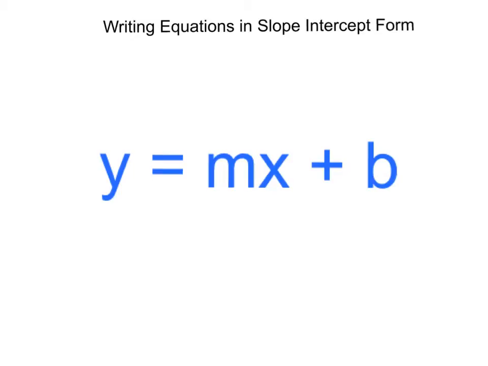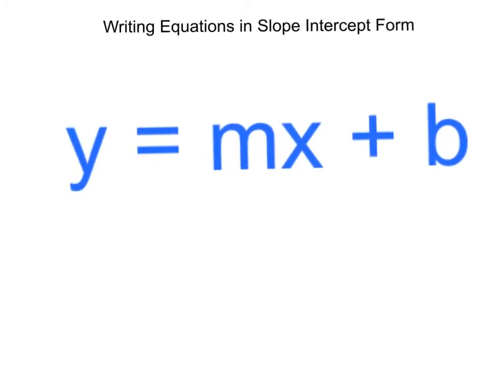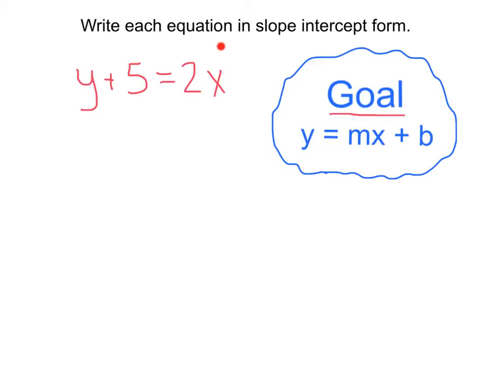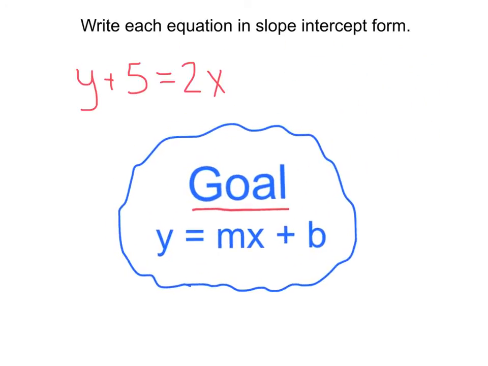In this lesson, we're going to be writing equations in slope-intercept form. Remember, slope-intercept form is y equals mx plus b. Basically, whatever equation you're given, we want it to look like this, y equals mx plus b. Write each equation in slope-intercept form. Keep in mind, your goal here is to make each equation look like this.